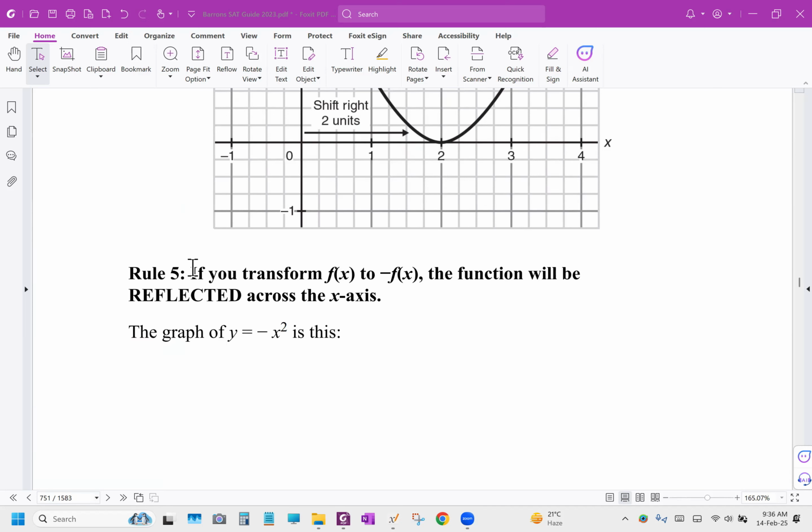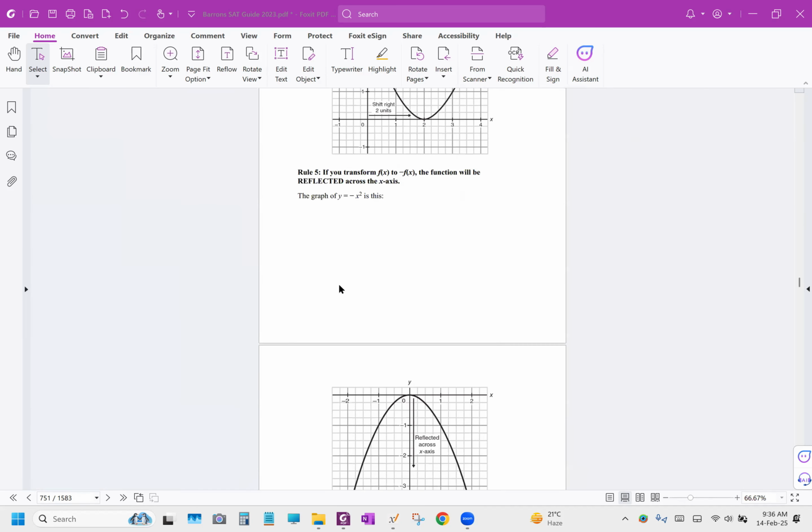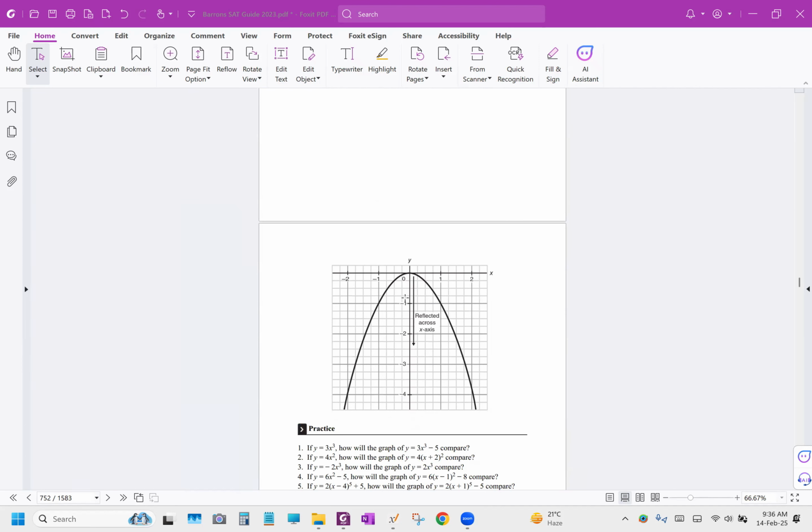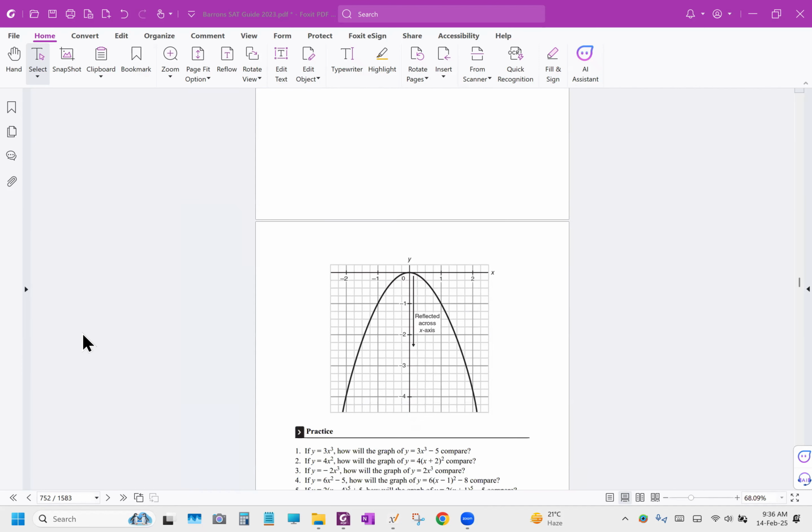What does that mean? This is basically what the reflection looks like. Let me show you. The ideal situation is like this. I'm sorry for my bad handwriting. This is the y-axis, this is the x-axis, and this is our ideal graph. The graph is called y equals x squared.